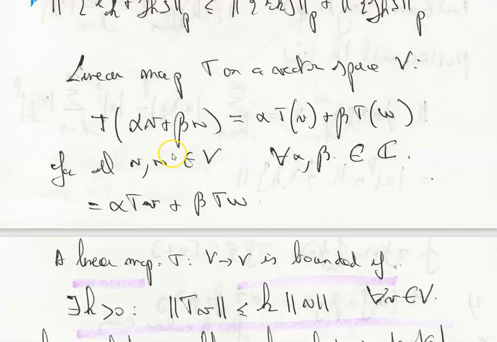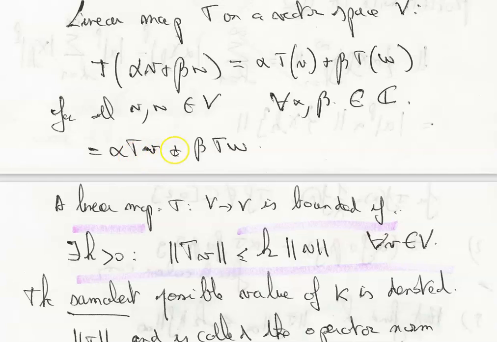Okay, so now the linear map T on a vector space V is such that T applied to alpha V plus beta W, where alpha and beta are complex numbers and V and W belong to our vector space, is equal to alpha T of V plus beta T of W. And this is for V and W belonging to our vector space, whatever alpha, whatever beta belonging to the complex numbers. So it's alpha T of V plus beta T of W.